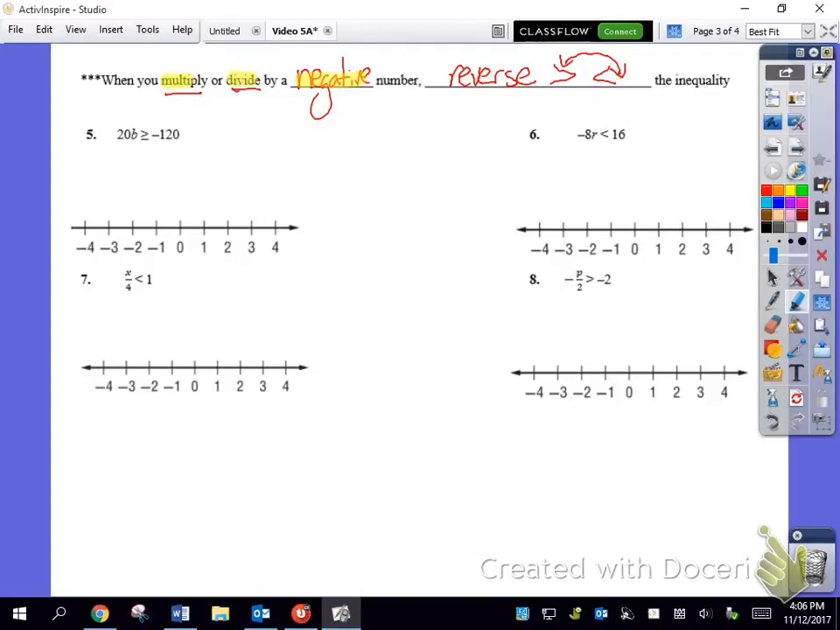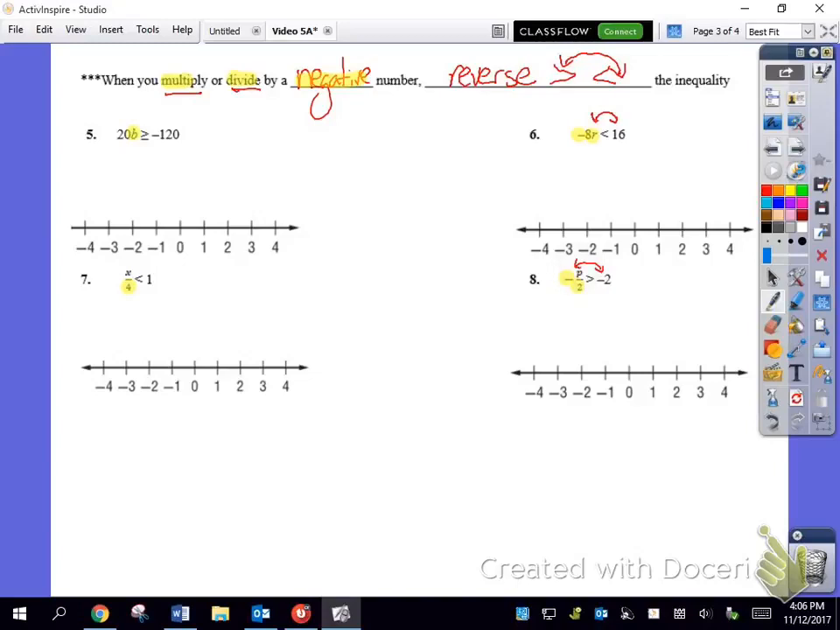I'm just going to go through and look at my variables. Here's b. That's a positive, so my sign's not going to change. This is r, that's a negative, so I'm going to have to change my sign. I'm going to have to reverse my sign. This is a positive. This one is a negative. If it's a negative, you've got to reverse the sign. Now this is only on multiplication and division.